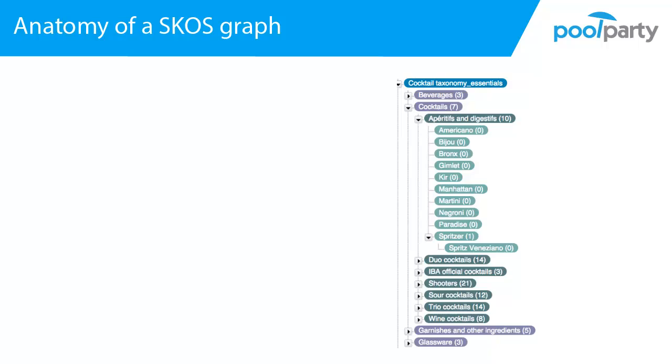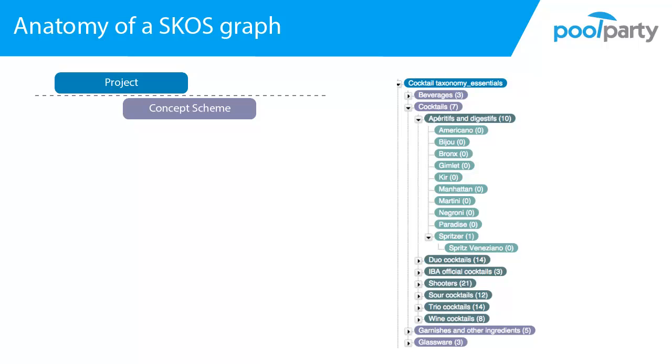In PoolParty this looks like that. The first blue tab is the project, which is called Cocktail Taxonomy Essentials. The purple tabs are the concept schemes. You can think of them as categories. So we have beverages, cocktails, garnishes and other ingredients, glassware. The dark green tabs are so-called top concepts, and these are structuring elements for the taxonomy.